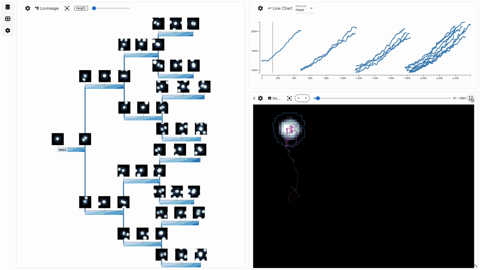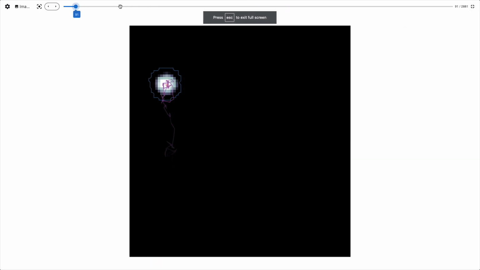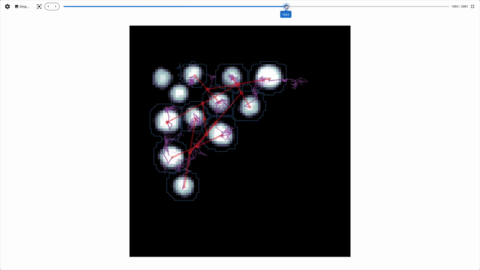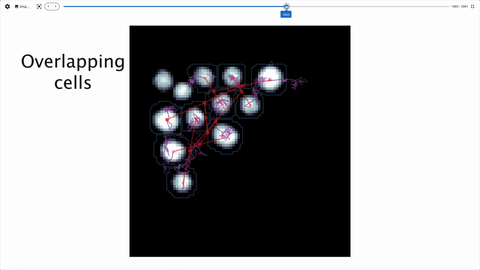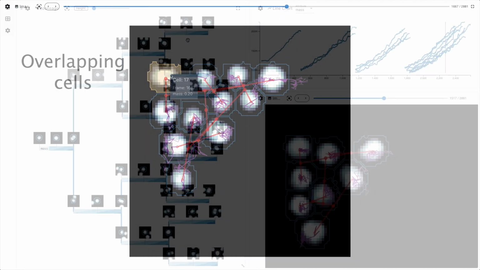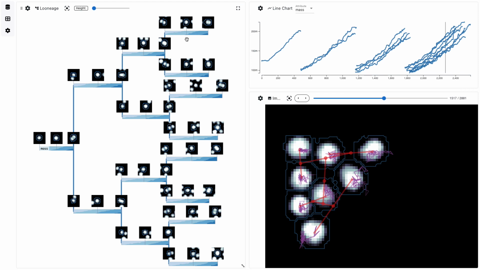In Aardvark, we can see how this looks as one cell divides into 2, then 4, then 8. As the number of cells increases, we can see when they begin to overlap, resulting in issues with tracking. Together, these three views comprise Aardvark, an open-source visualization system for trees, time series, and images.